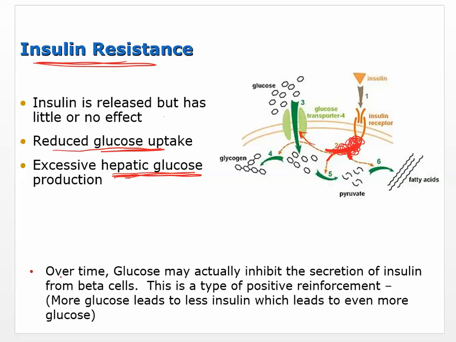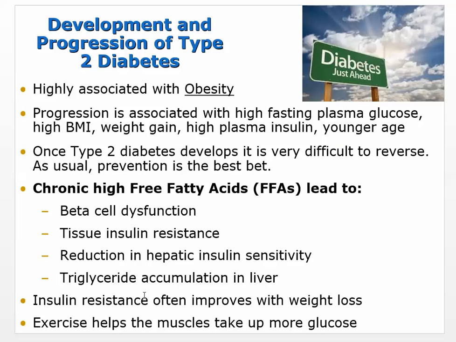Okay, so I already mentioned this. Over time, glucose may actually inhibit the secretion of insulin from beta cells, and then that will cause more glucose to be released, which is going to inhibit it even more. And so this is where you get into that danger zone where you may actually need supplemental insulin even if you're type 2.